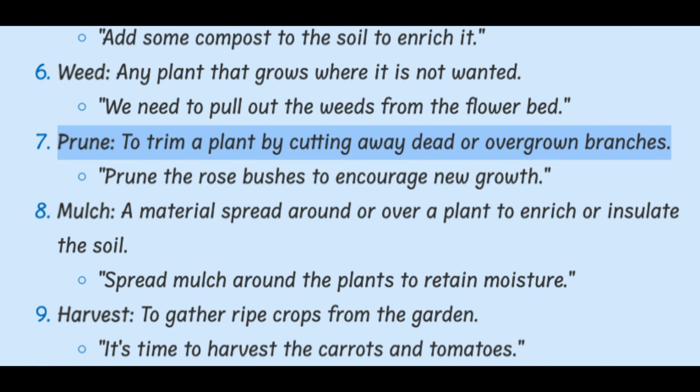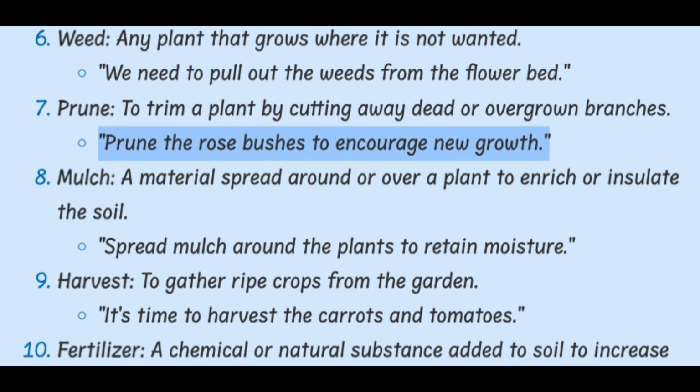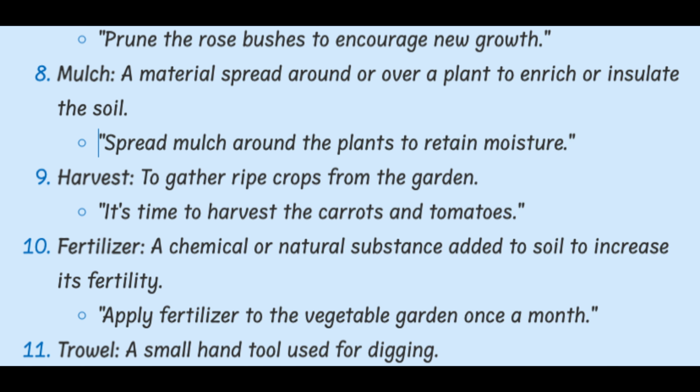7. Prune, to trim a plant by cutting away dead or overgrown branches. Prune the rose bushes to encourage new growth. 8. Mulch, a material spread around or over a plant to enrich or insulate the soil. Spread mulch around the plants to retain moisture.